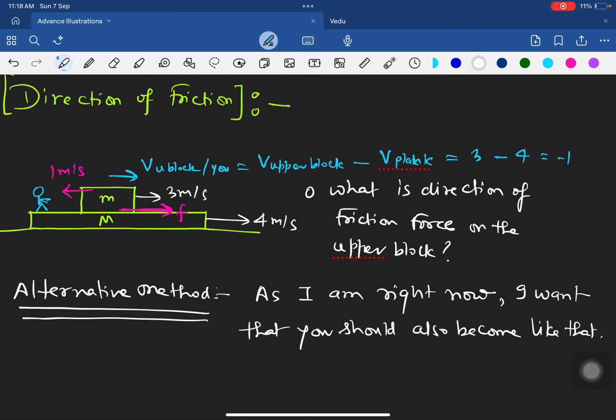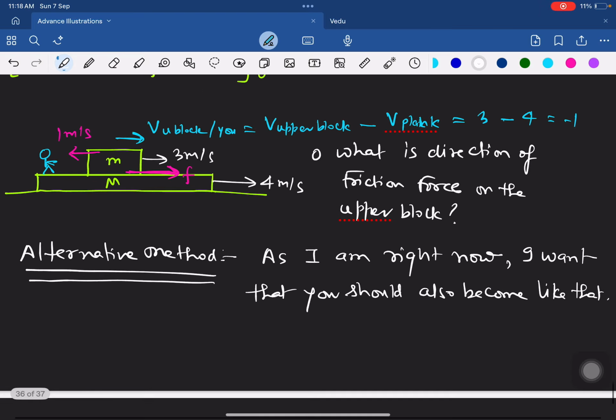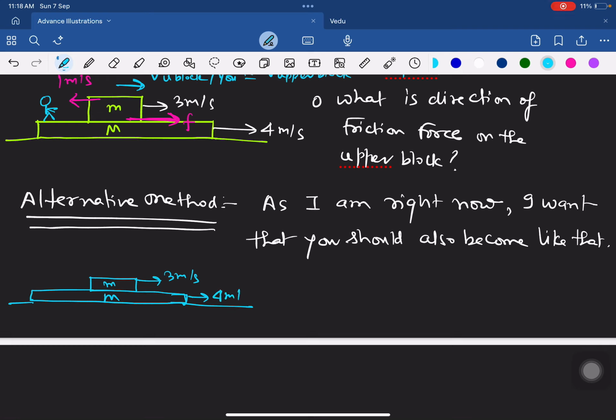If I take the same picture and discuss it with you, you will see how easy this is. So let me make this figure again, guys. This is your block, small m, and this is capital M. This one has a speed of 3 meters per second, and this one has a speed of 4 meters per second.